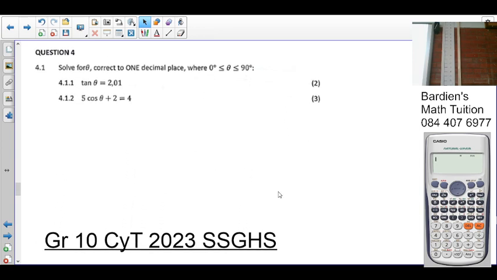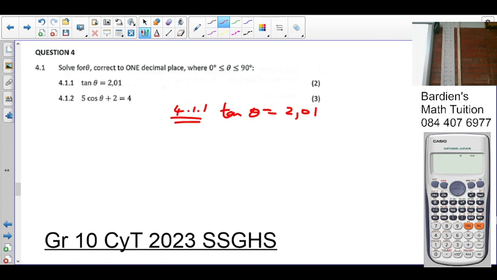People, question 4.1. Solve for theta correct to one decimal place where theta is between 0 and 90, which means in the first quadrant, or acute. So where do I go with 4.1.1? Say tan of theta is equal to 2,01. So theta is arctan of 2,01.